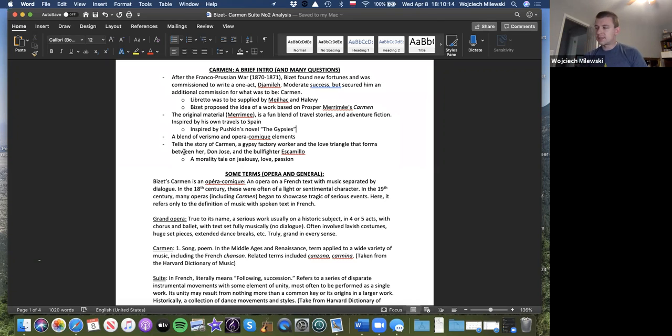And so these serious operas on these serious topics were really taking over. But because he was commissioned by the Opéra Comique, which actually is a place, it's not just a style of opera, it's also a place. This was an opera house that historically favored lighthearted, fun pieces. It blended these serious and fun elements all into one thing. And we'll talk about those, and I think the suites are a perfect representation of that.